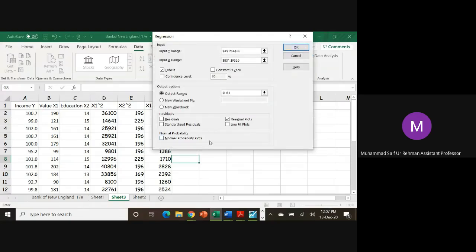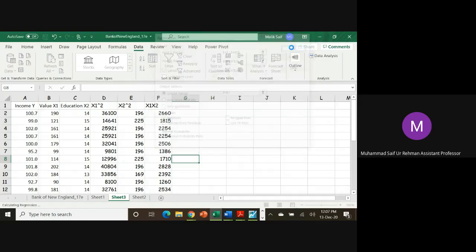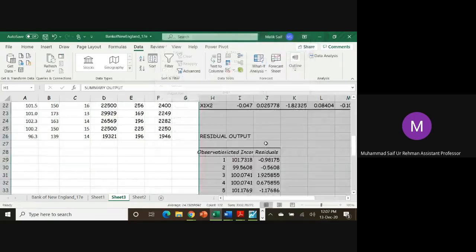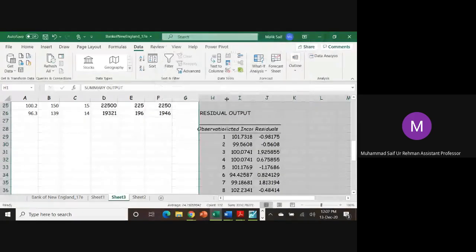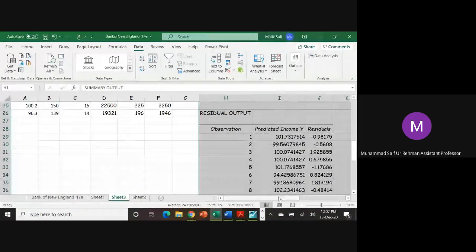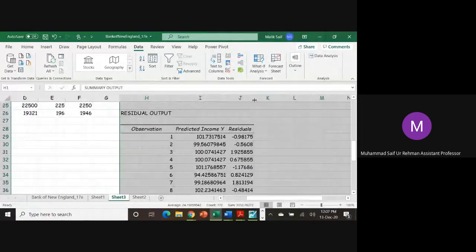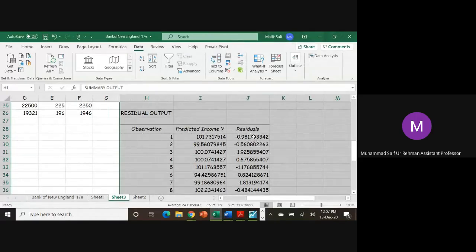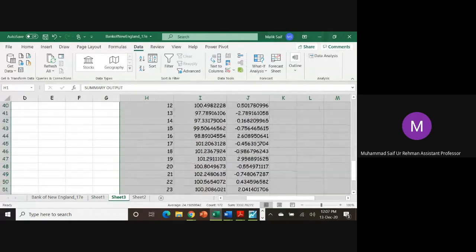Okay, residuals, I also need residuals. Residual plots are not required, residuals are required. This is the output and these are the residuals. These are the residual values, if you see. So Excel can straightforwardly give you these values.